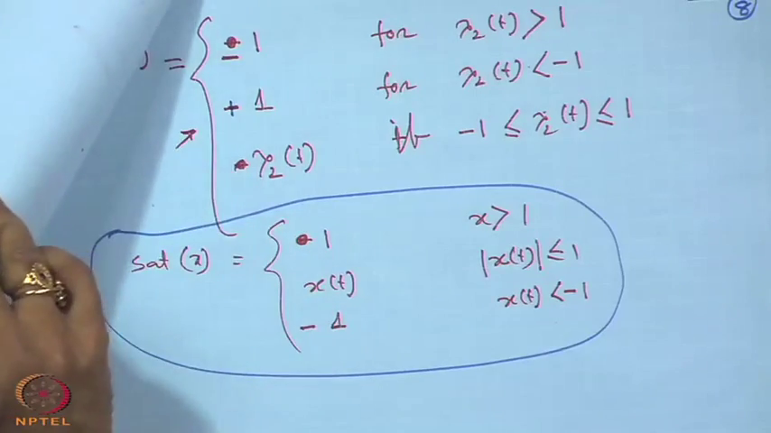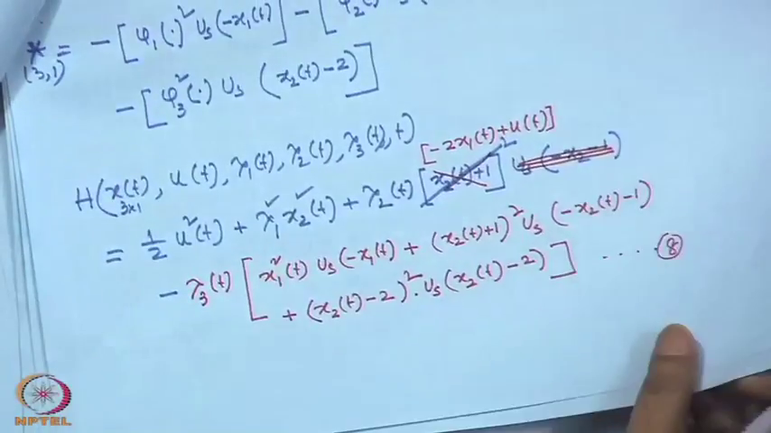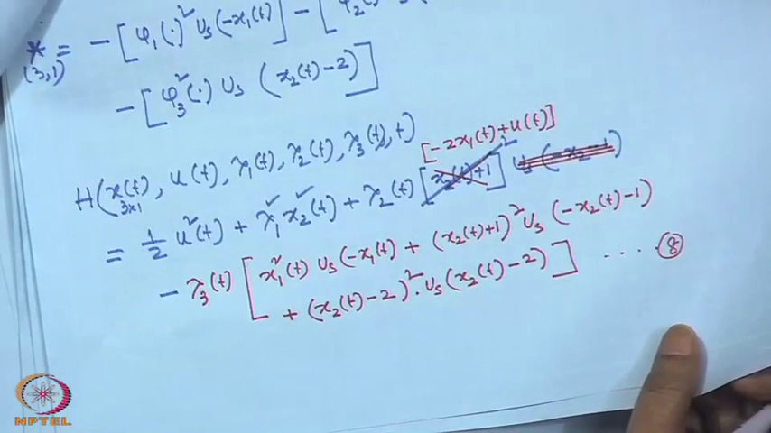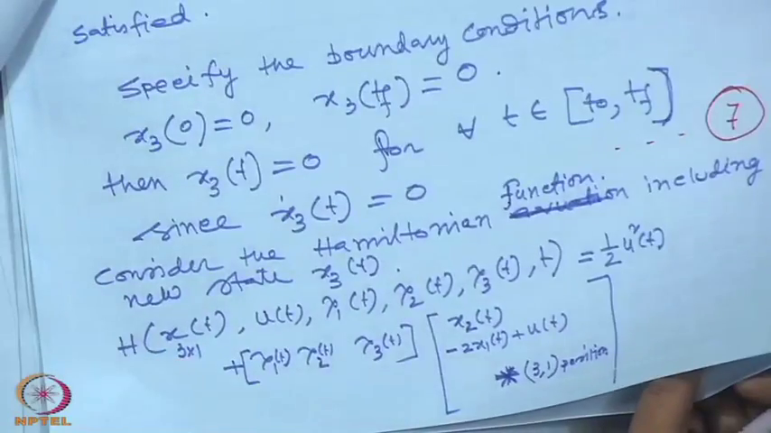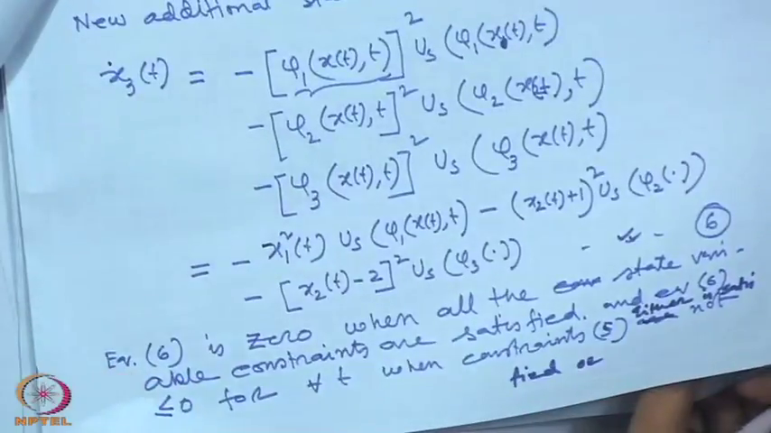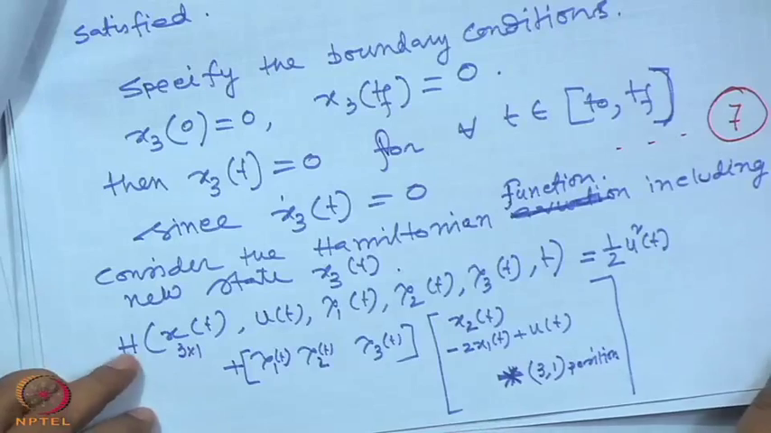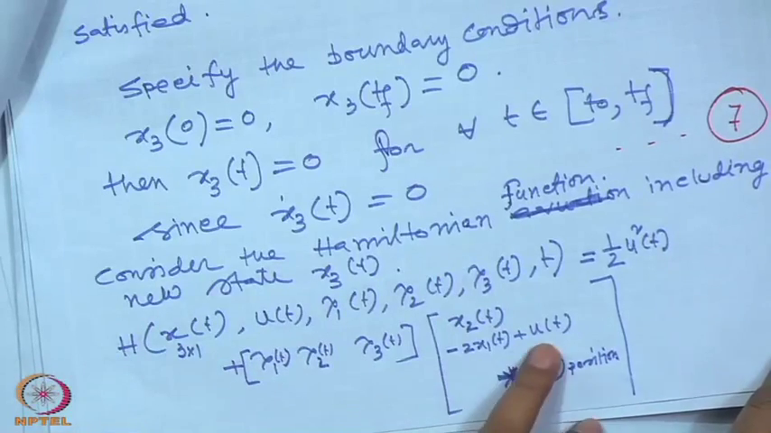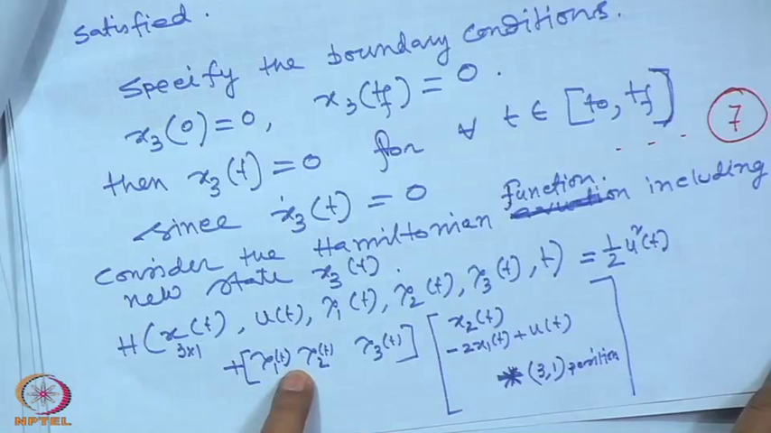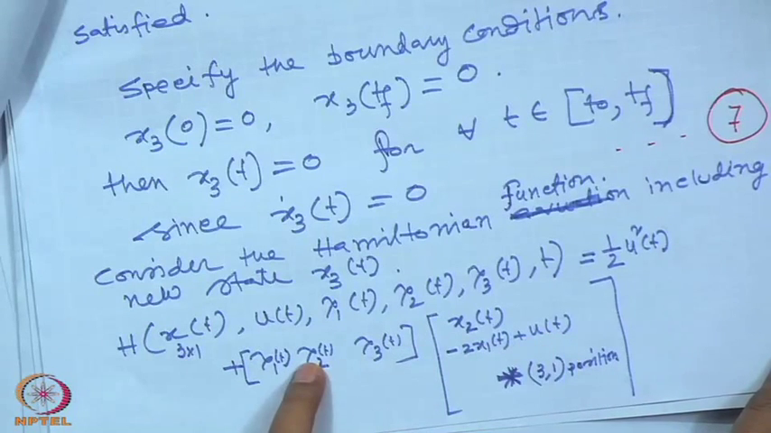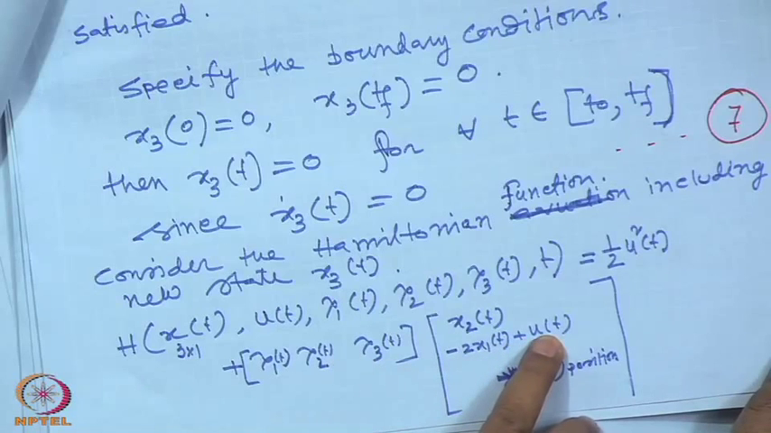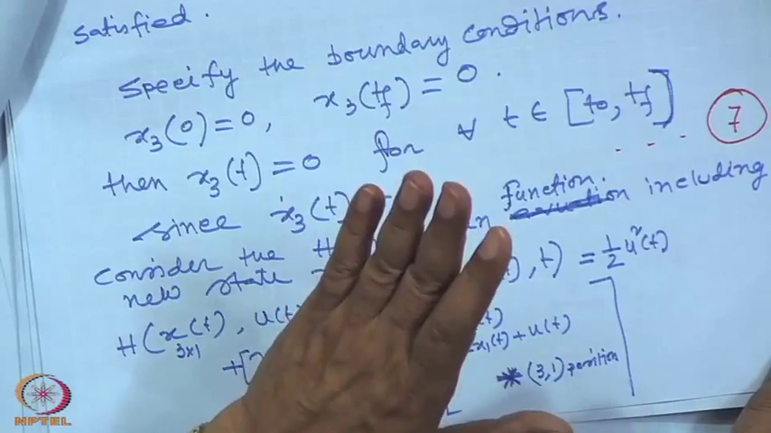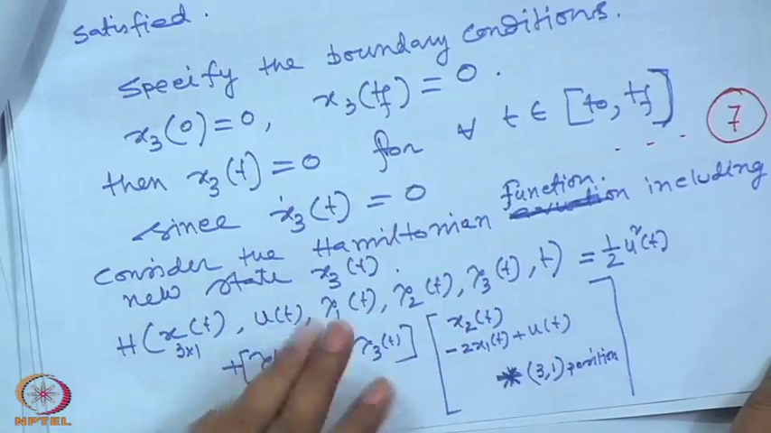That means we have to select, you see this Hamiltonian function here. You have to note that u is associated with lambda 2. Again, u is associated with lambda 2, so lambda 2 into this factor will come. So, you have to choose u in such a way that this product becomes negative.